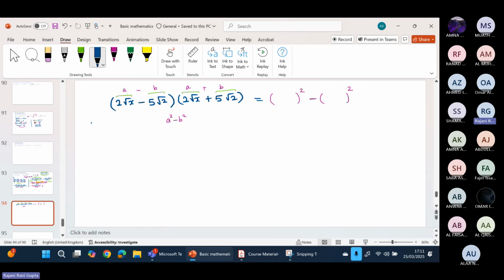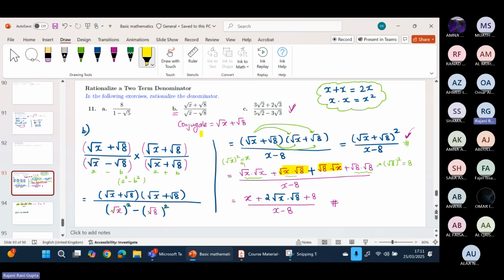See, remember this rule. This is very important. A square minus B square is (A minus B)(A plus B). You are using it at most of the places. See, 2 root x, 2 root x. 5 root 2, 5 root 2. What is the difference? It's minus, it's plus. Okay, so yes, you can use this rule.